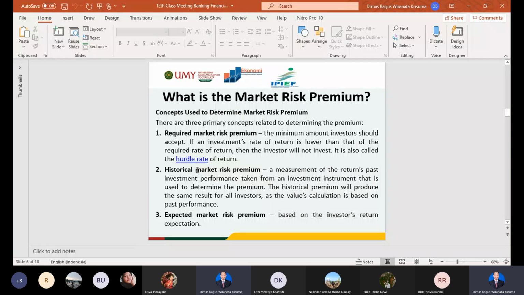The second is the historical market premium, a measurement of returns from past investment performance taken from the investment instrument. It is based on historical assessment, such as the previous return shown by, in the case of banking, the bank's performance. Investors will look at this as a reference. And the third is the expected market risk premium, based on the investor's return expectation. Expectation means the investor tries to project, estimate or forecast that the future return will be better compared to the existing return.